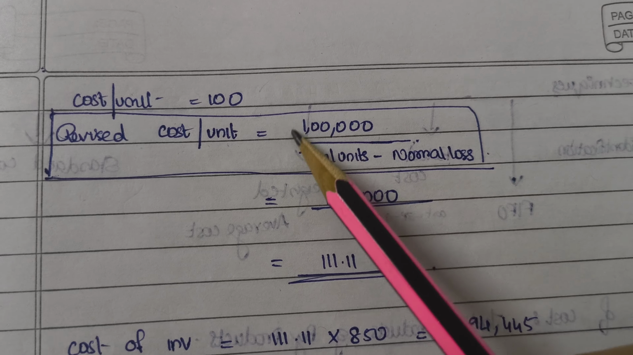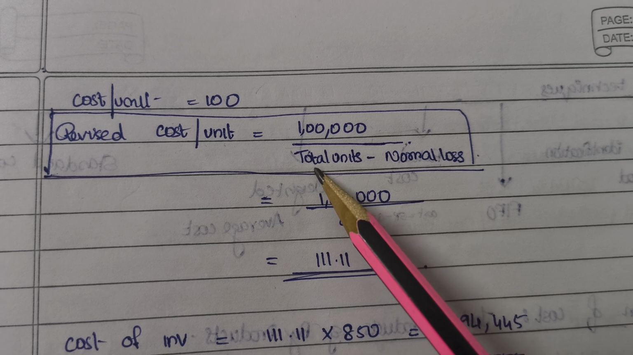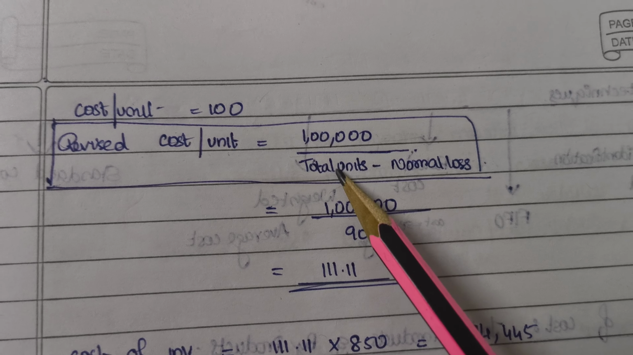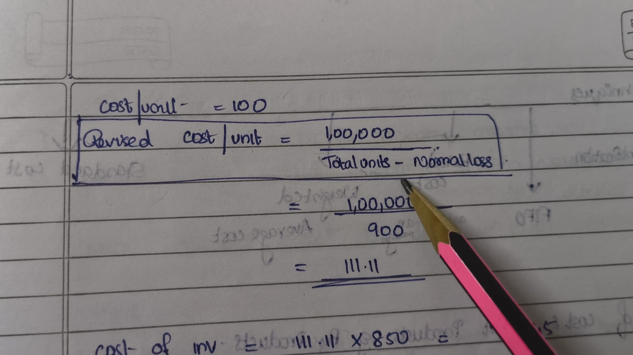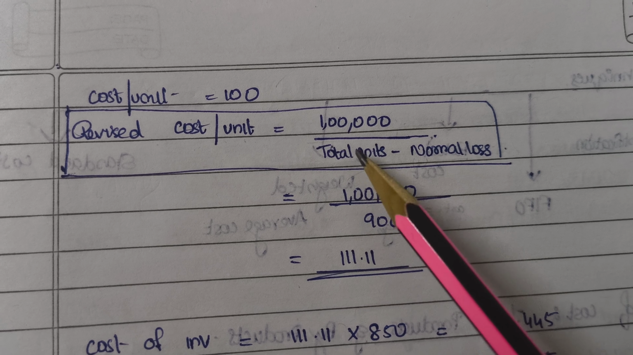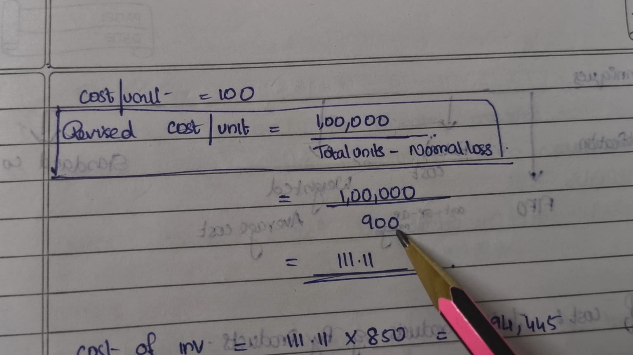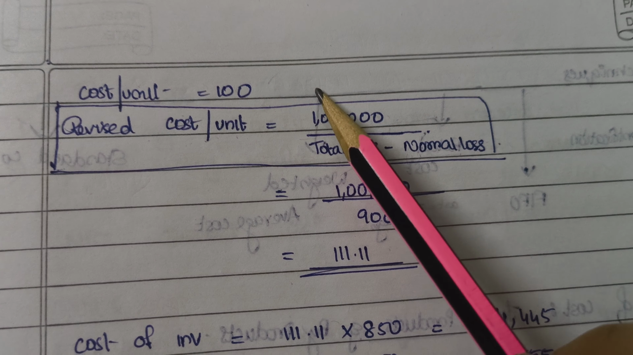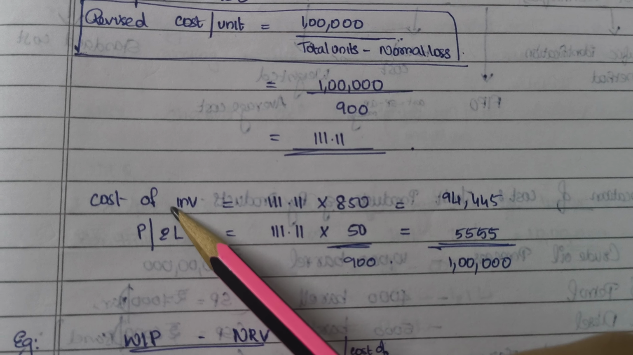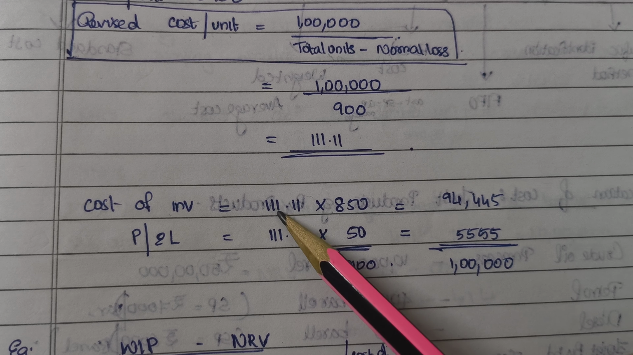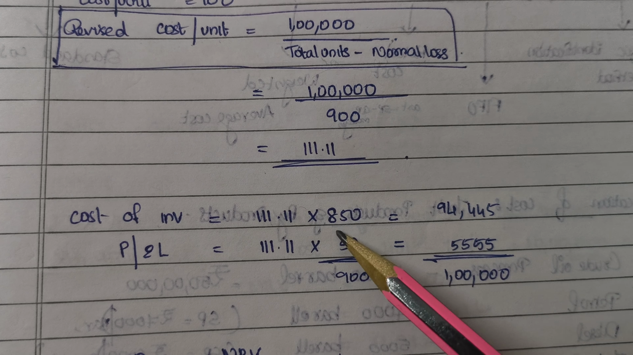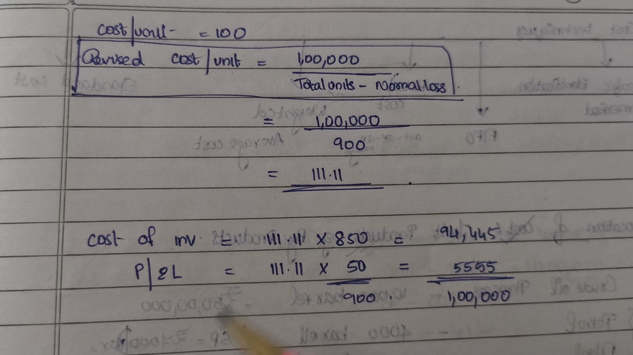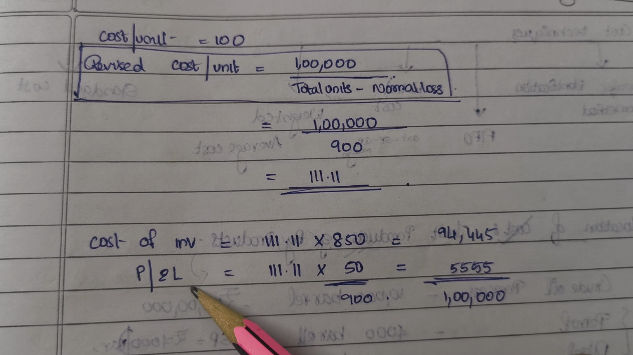Now since there is a loss, we have to find the revised cost per unit. Revised cost per unit is total cost 1 lakh divided by total units minus normal loss. So 1 lakh divided by total units 1000 minus normal loss 100, so 1000 minus 100 is 900. 1 lakh divided by 900, 111.11. That is the revised cost per unit. Now the cost of inventory is 111.11 into number of good units 850. That gives 94,445. And the remaining abnormal loss will go into P&L.